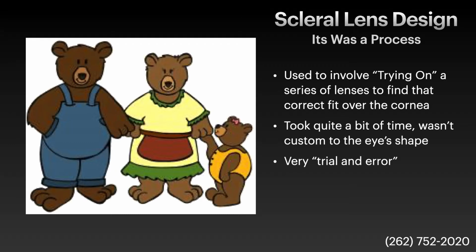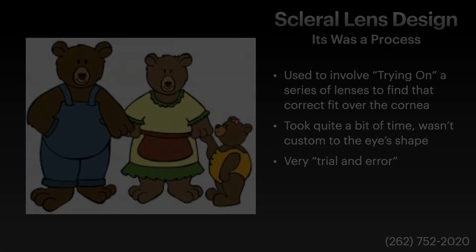So it would take sometimes one, sometimes four, sometimes five lenses to find that appropriate fit by taking a look at the shape of the cornea and then trying to determine which lens is going to vault the cornea and rest on the sclera and give appropriate amounts of clearance. It was a very trial and error method. It worked, but it took quite a long time and it wasn't very enjoyable for the patient.